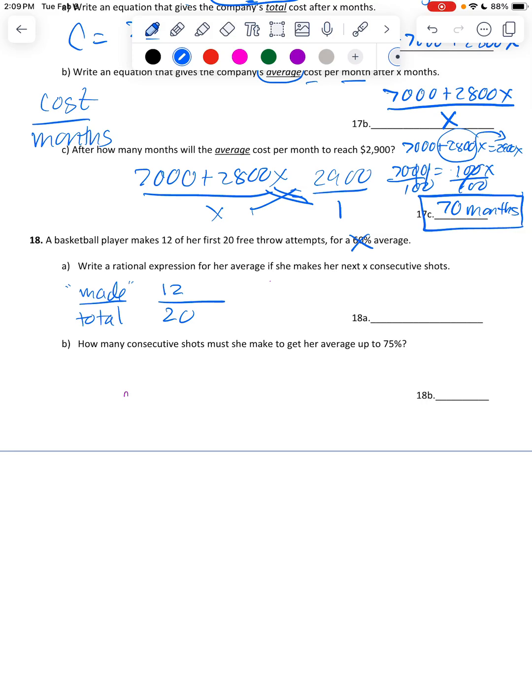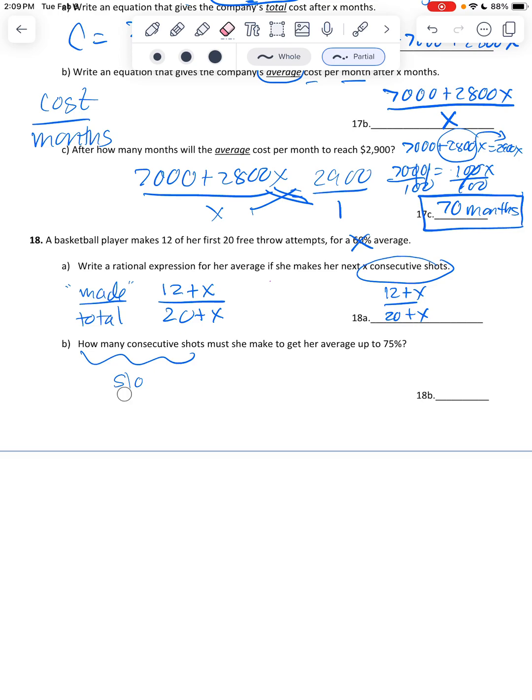Here where it says write an expression for her average if she makes her next x consecutive shots, it means she's going to make the next x, but that means her total number of shots goes up by x as well. So the average is going to be 12 plus x over 20 plus x because she has to take x more shots and make them all. Now it's asking you how many that is. So it's actually asking you to solve for x. And so here you're actually going to go ahead and solve in order to have a 75% average.